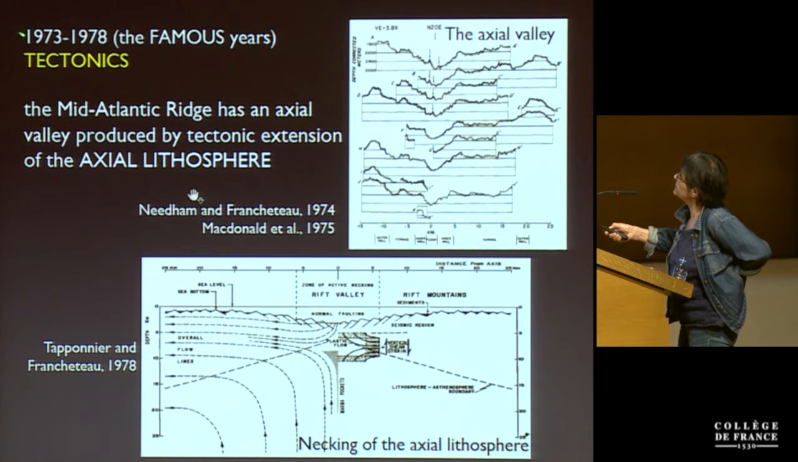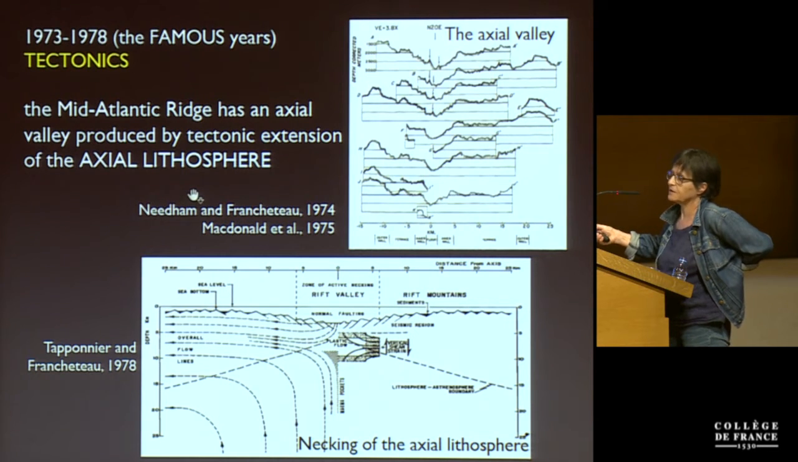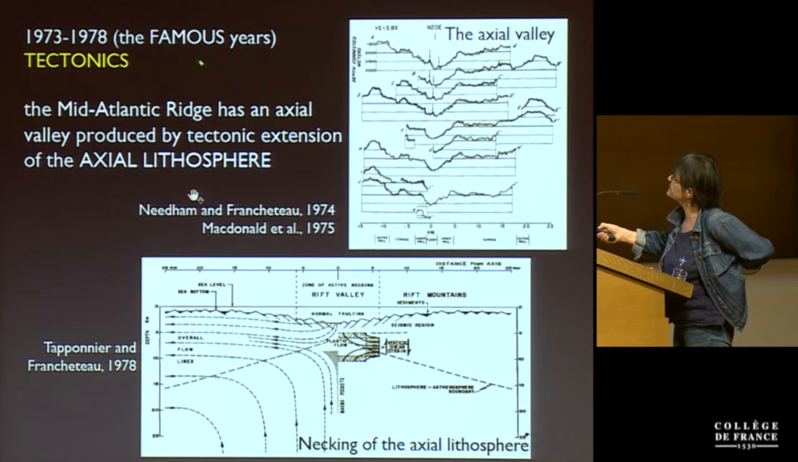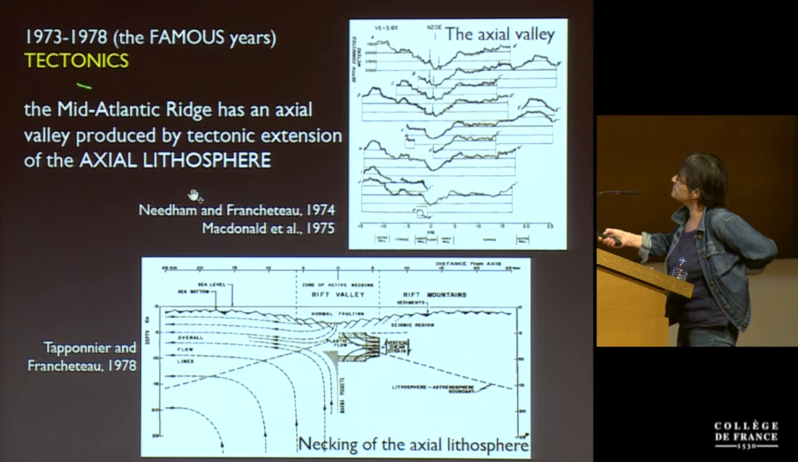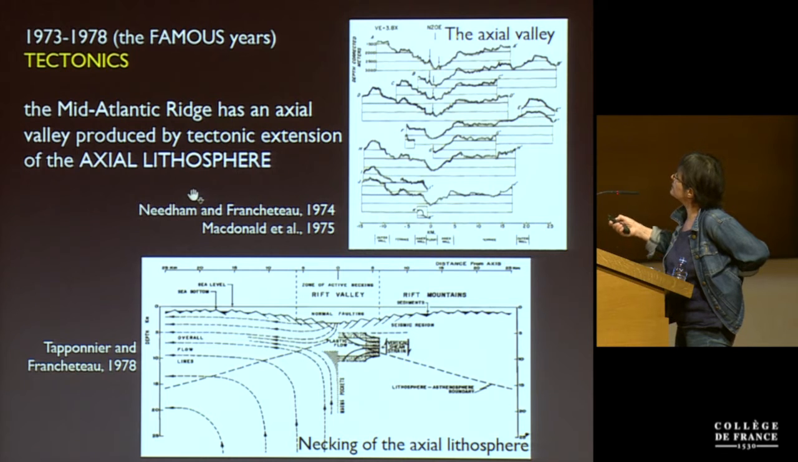Then starting a little bit later, and really starting with the famous experiment that Xavier Le Pichon told us about yesterday, it's the discovery of really the role of tectonics, and particularly, as we will see, at slow-spreading ridges. So the famous experiments were a very impressive exploration of the mid-Atlantic ridge, and it discovered that this ridge has an axial valley, and that this axial valley is produced by tectonic extension.